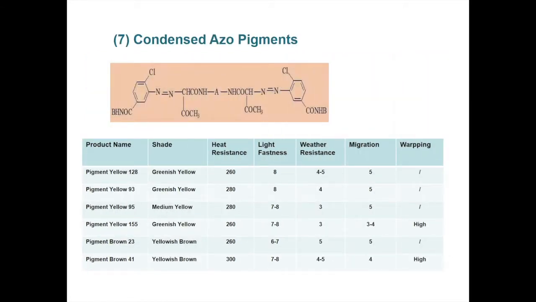Condensed azo pigments. To improve the application performance of classical azo pigments, condensed azo pigments with higher molecular weight, commonly known as macromolecular pigments, were synthesized by linking two single azo pigments with amide group.